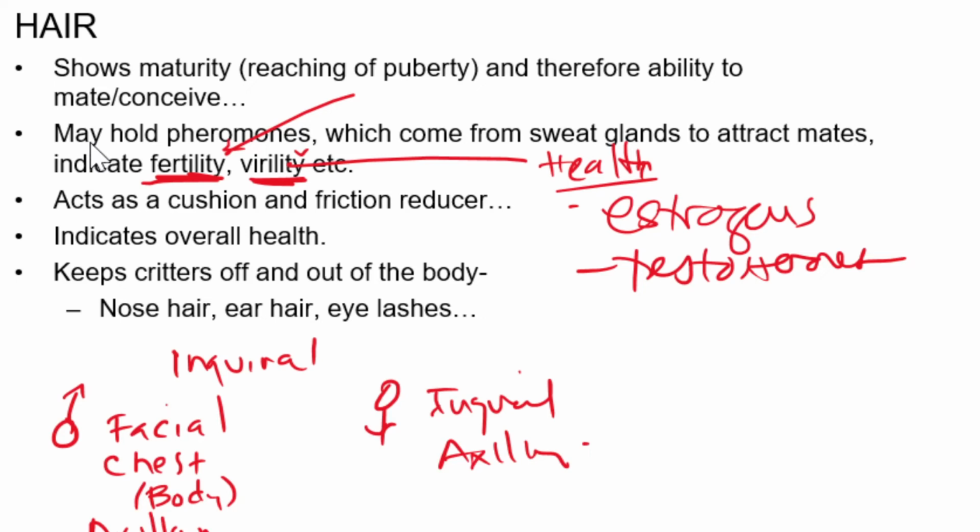For example, people that are losing their eyebrow hair may have thyroid problems, or eyelashes may show other disease issues. So big, nice eyelashes and big, nice eyebrows are a good thing. They show your virility and fertility, right? They keep critters off you and out of the body. That comes from your nose hair, your ear hair, your eyelashes and all that kind of stuff. And that's why we want to have hair; it's not bad for us.